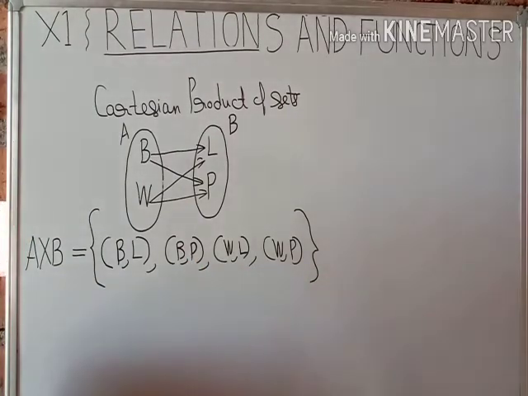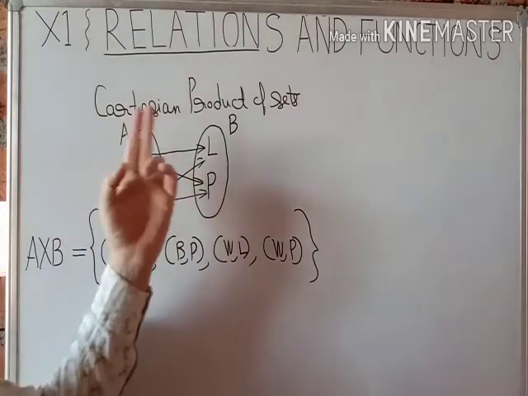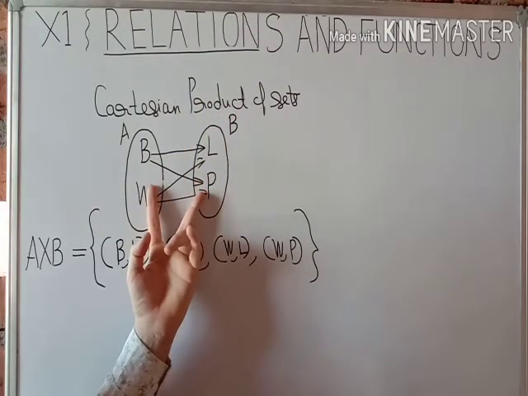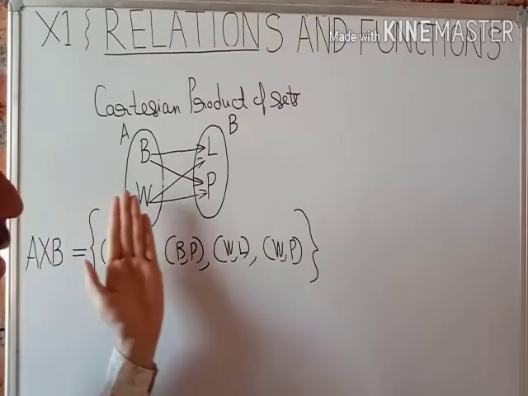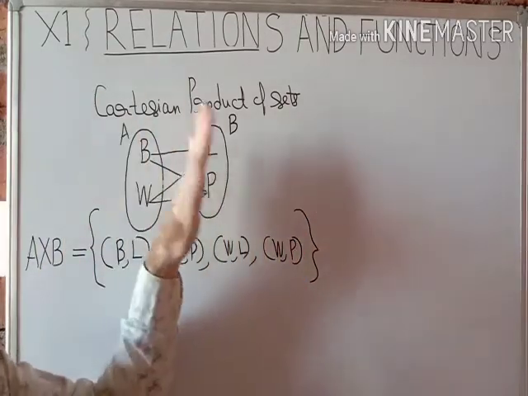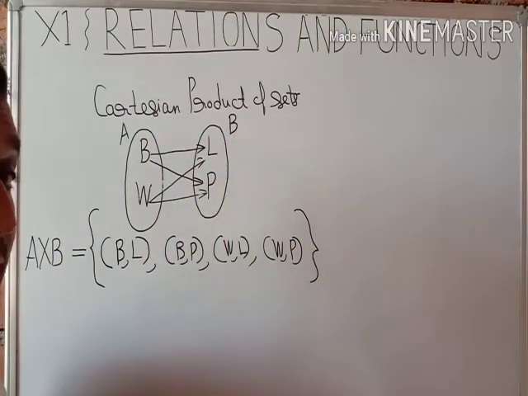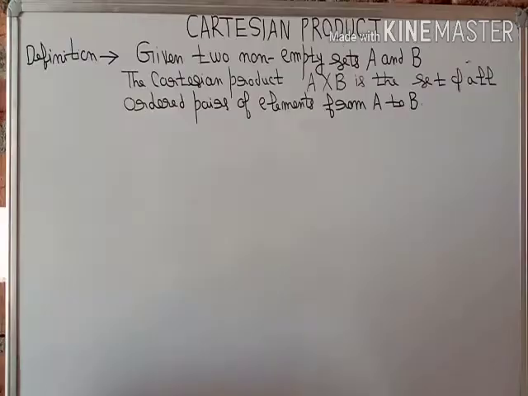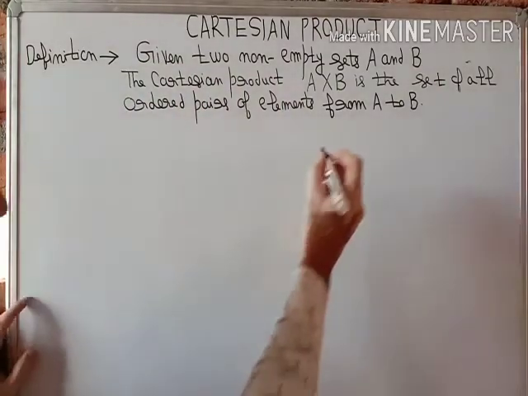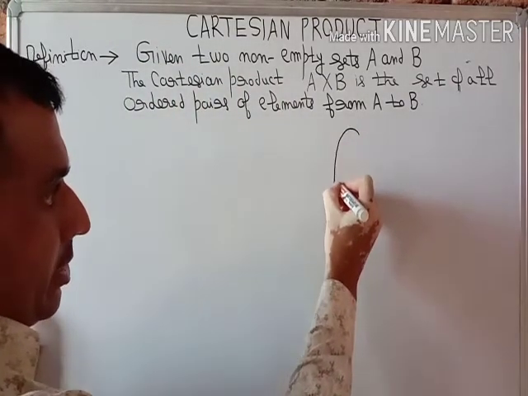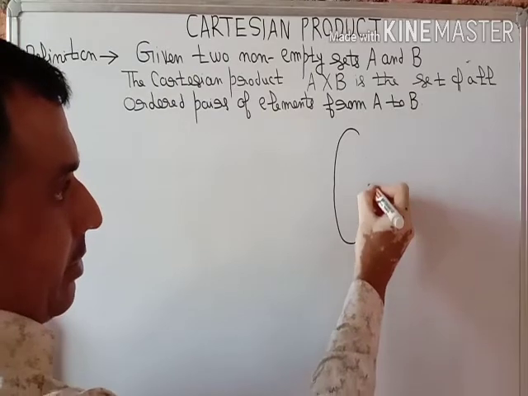So once again I repeat, Cartesian product of non-empty sets A and B is a set of all possible ordered pairs from A to B. Now let us discuss its definition. As per the definition, given two non-empty sets. Let me take here two non-empty sets so that you can easily understand it.